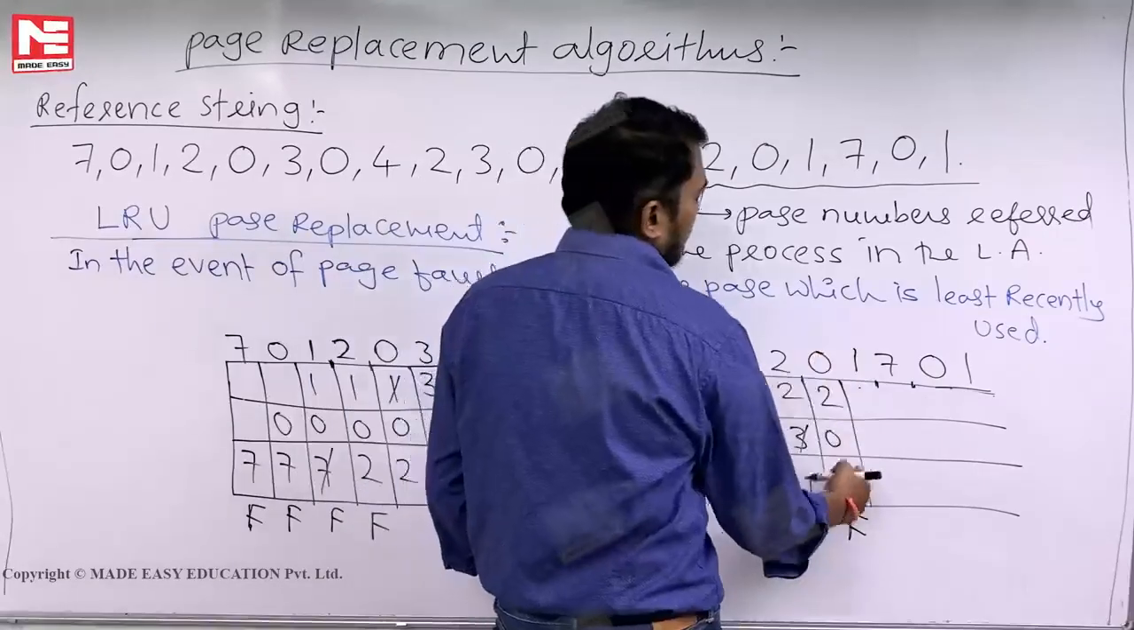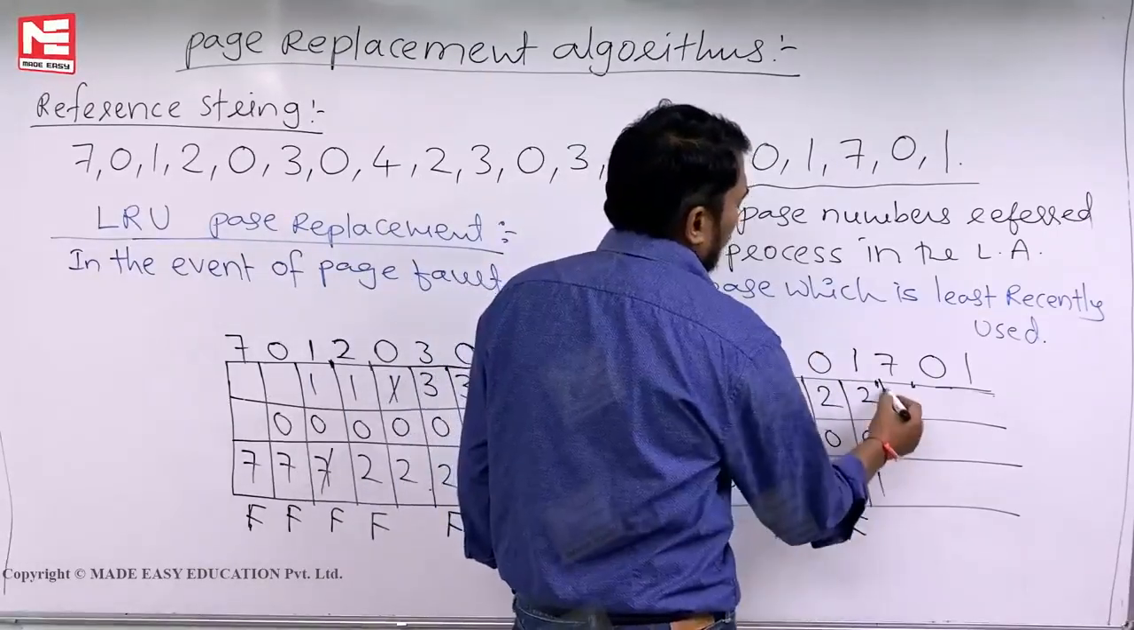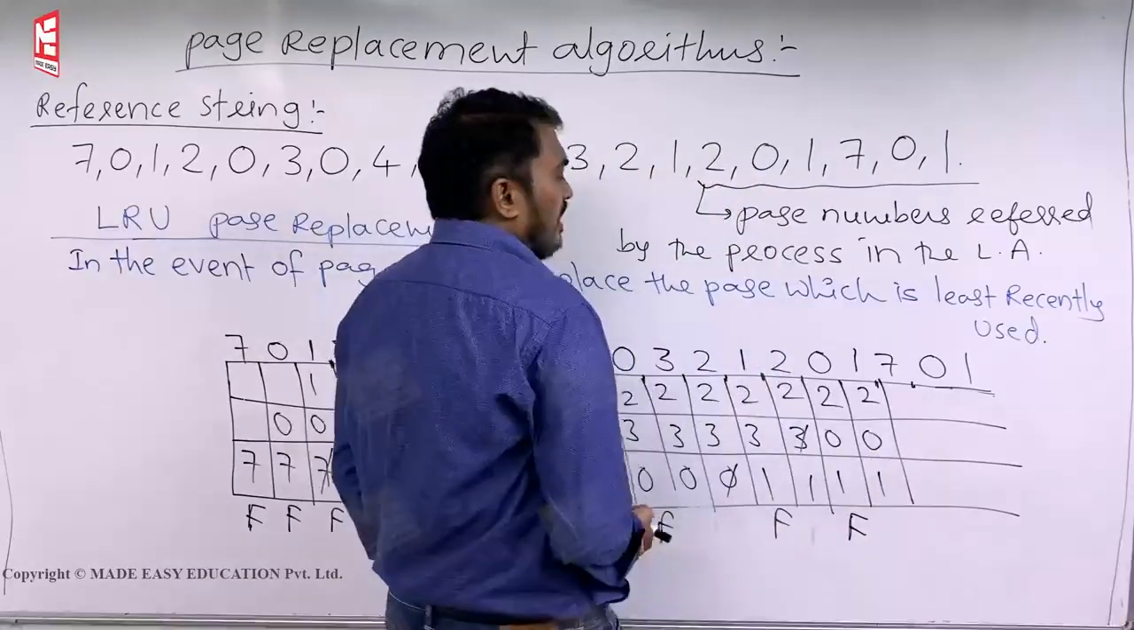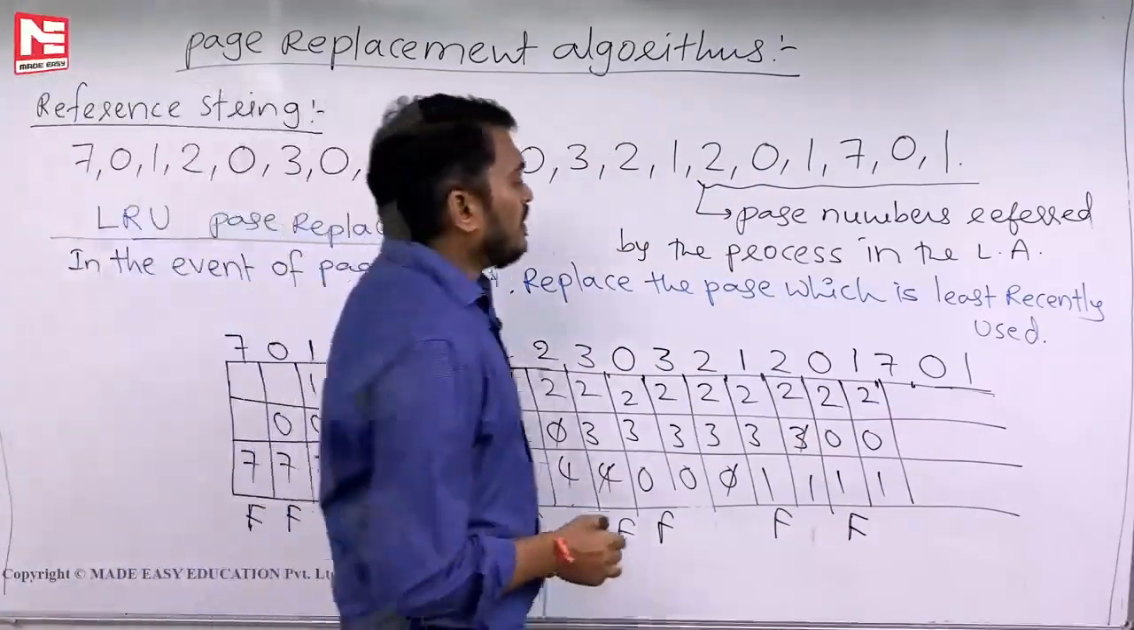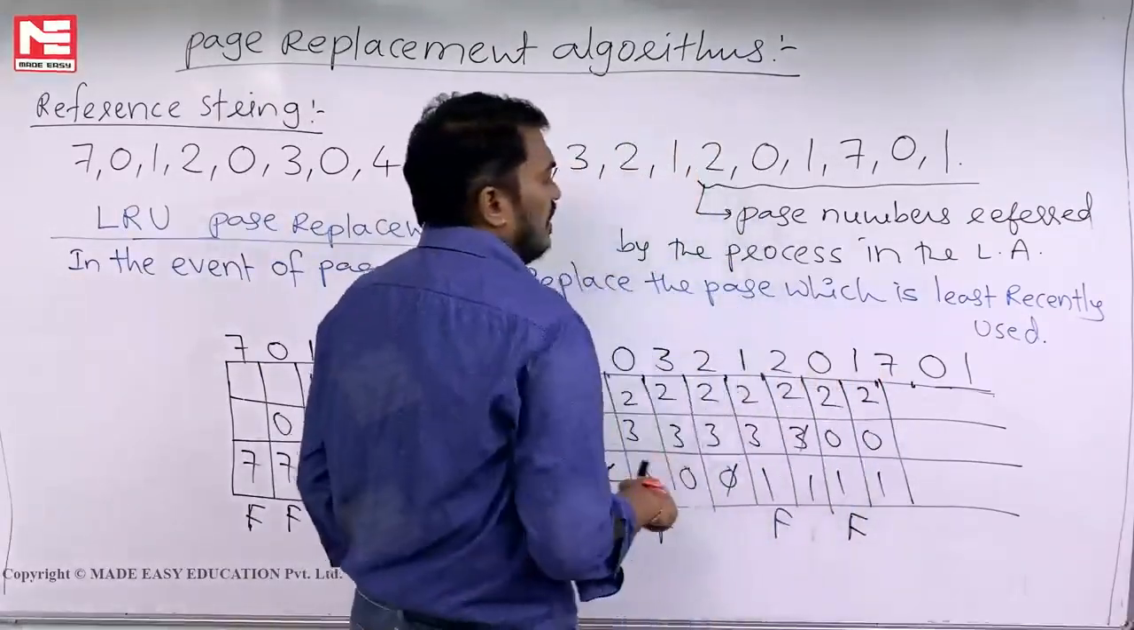And next is a 1. 1 is available. Yes, available. So no page fault. And next is 7. 7 is not available. Now tell me, which one do you replace now?